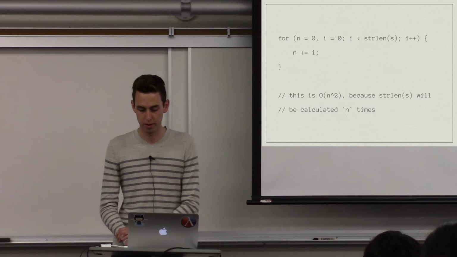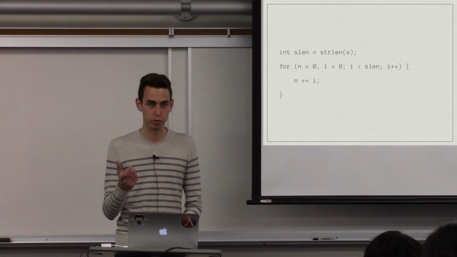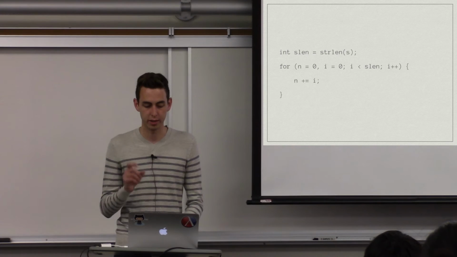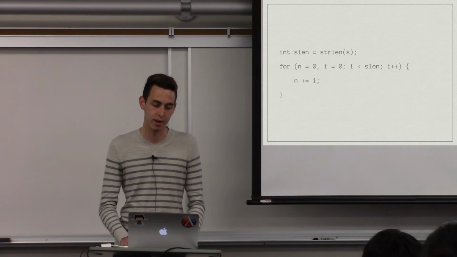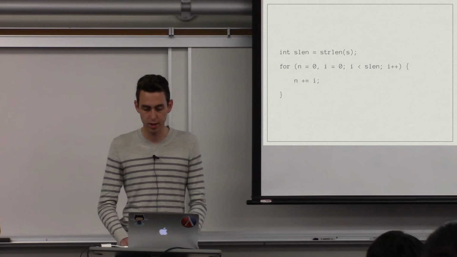So some compilers that are sufficiently clever can prove that the result of strlen of s will not change, and hence is an invariant through the loop, and can then move the code outside of the loop so it doesn't have to be calculated each time, which would look like this from the compiler's point of view. And this can change an algorithm from n squared to n, which is pretty cool.